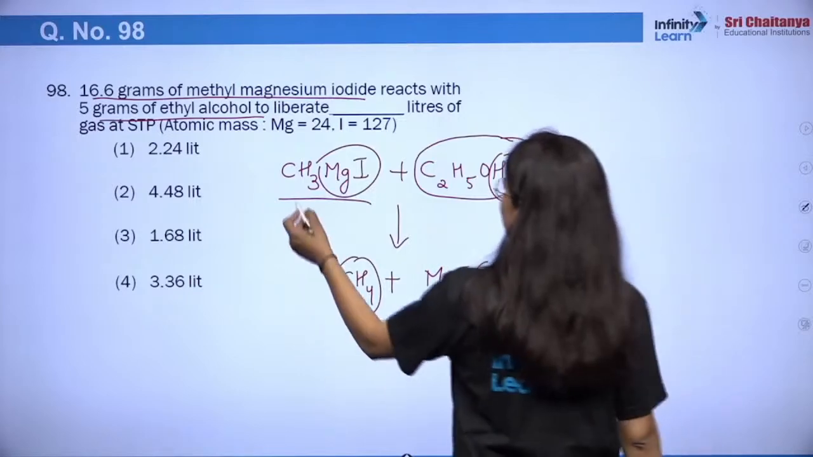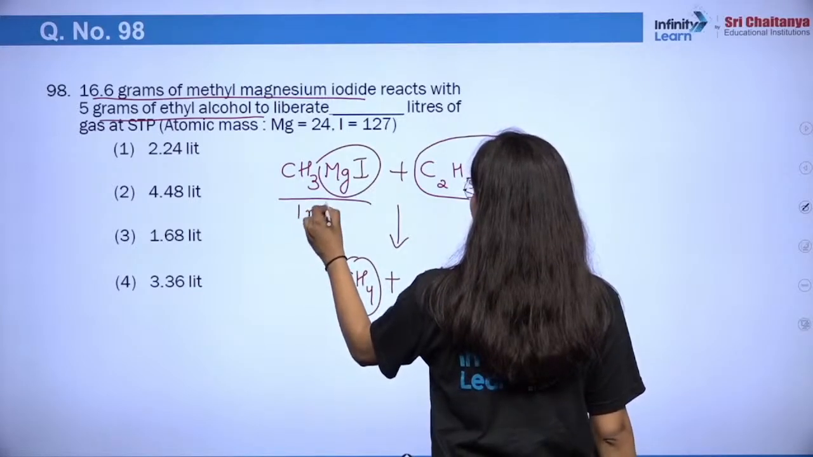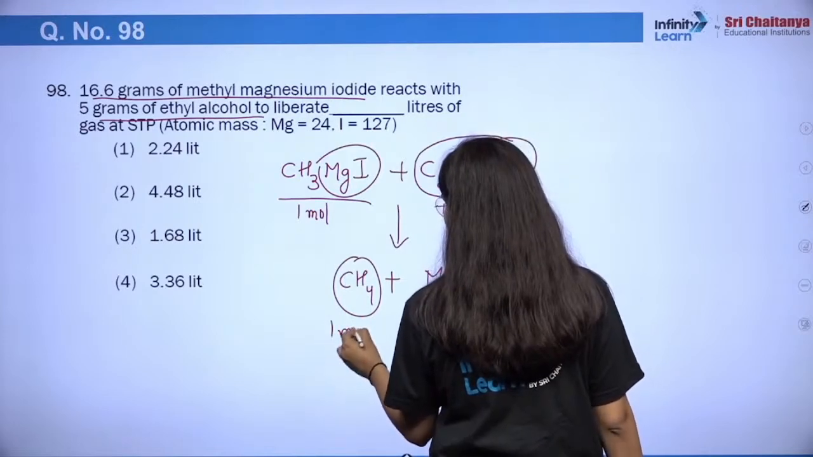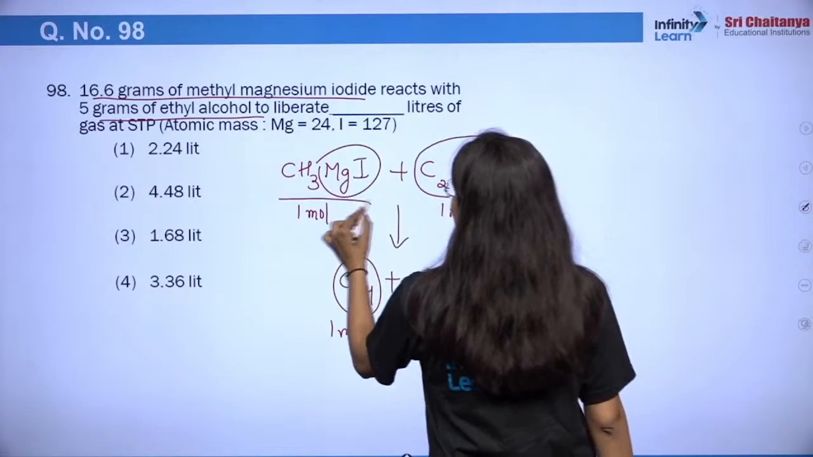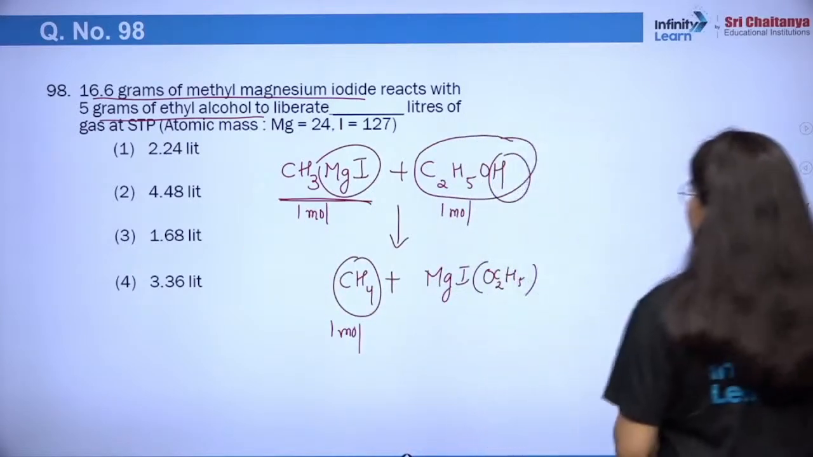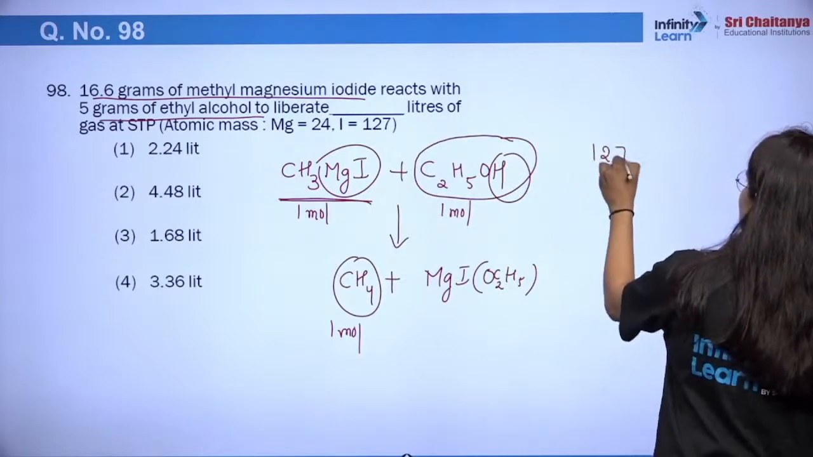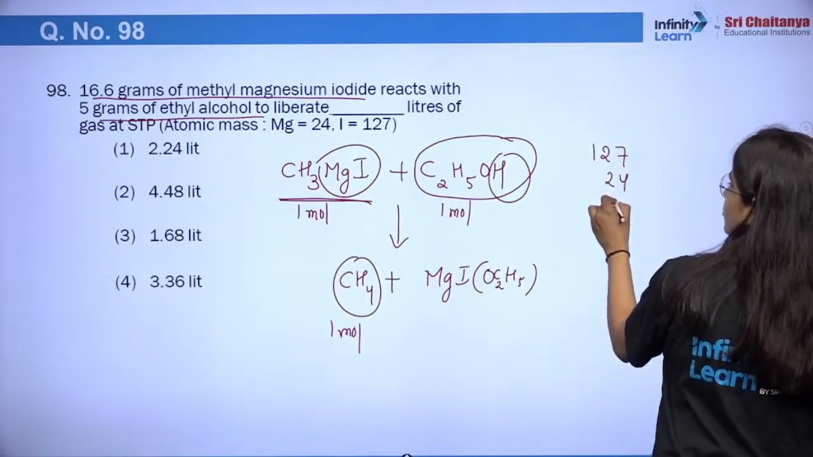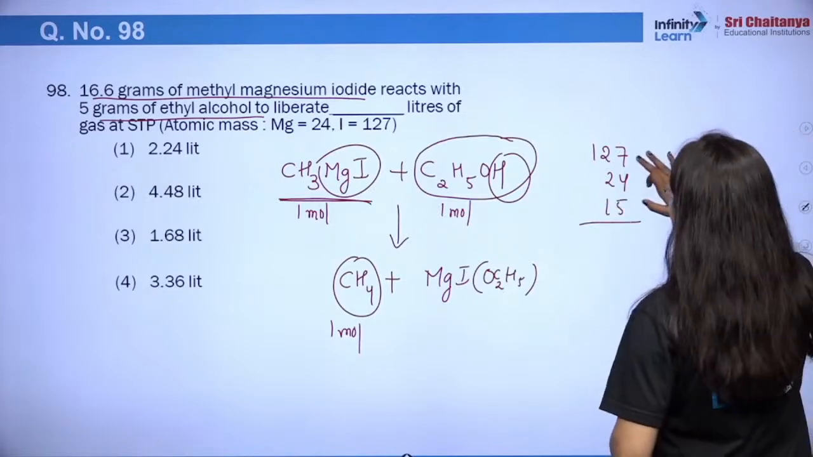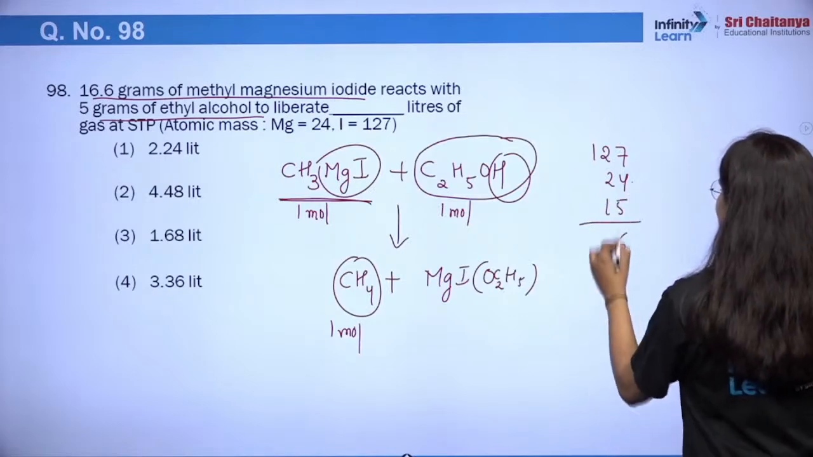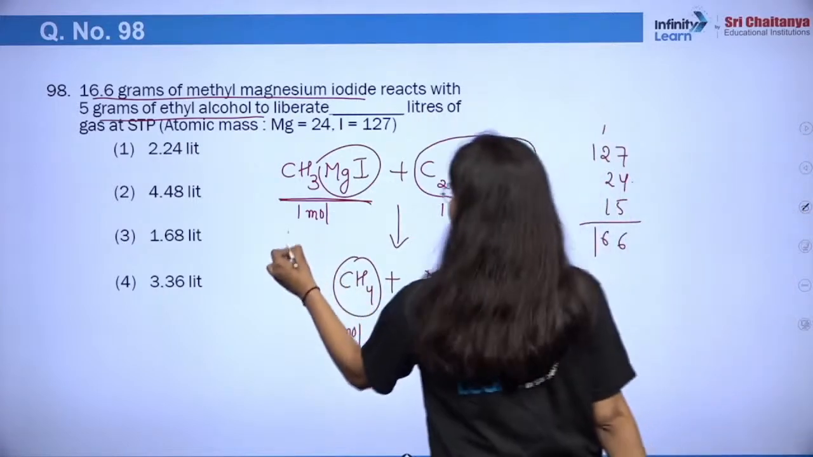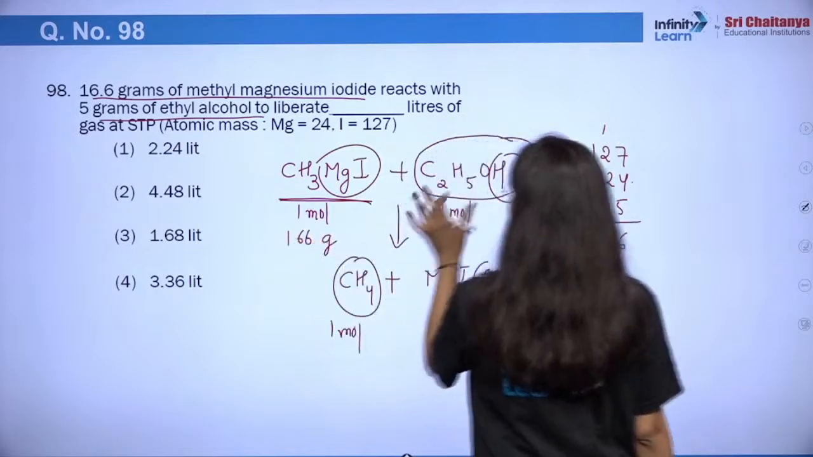So what is the reaction? 1 mole of this is reacting with 1 mole of this and I am getting 1 mole of methane. Let me calculate the molecular weight of CH3MgI. So 127 plus 24 plus 15. So what it will be? 11 plus 5 16, 166. So I can say that 166 gram will react with.